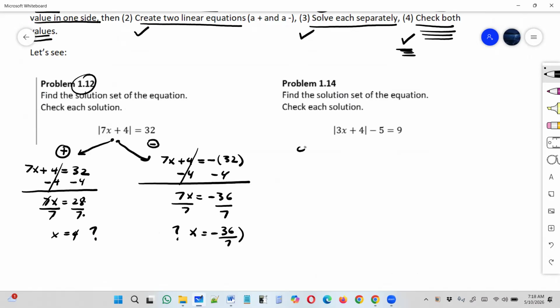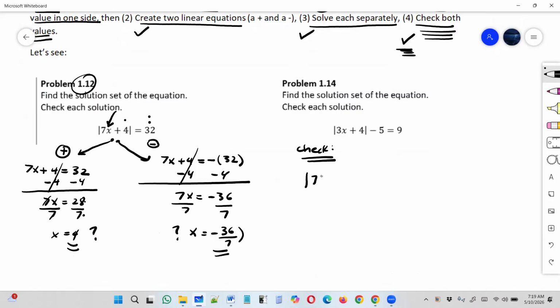So to check, I am going to replace them in the original equation and see if we have an equality. So let's do x equals 4 first.